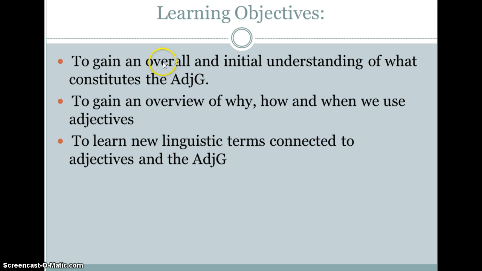You should gain an overall and initial understanding of what constitutes the adjective group. Then you should gain an overview of why, how and when we use adjectives. And finally, you should learn new linguistic terms connected to adjectives and the adjective group.